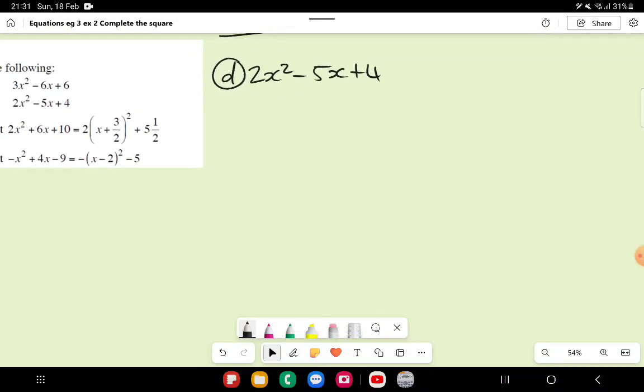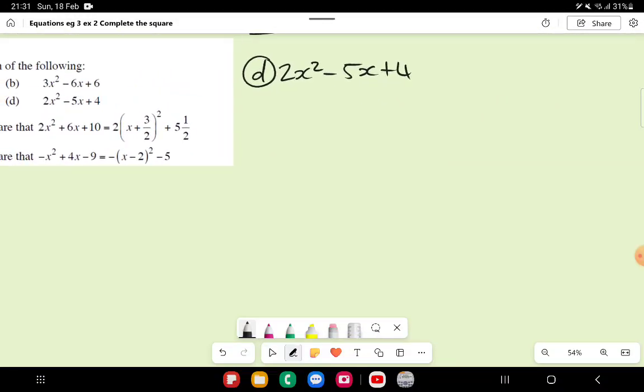Question D, 2x squared minus 5x plus 4. So I'm going to take out this 2. And that means I have equals 2, open bracket, x squared minus 5 divided by 2. I can't do it perfectly, so I'm going to keep it as a fraction. And 4 divided by 2 is 2. Close the bracket. Next up, I want to complete the square by adding plus c minus c.